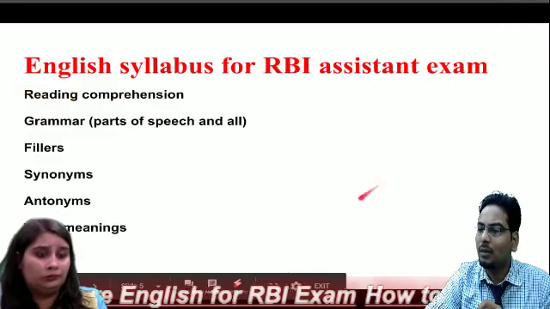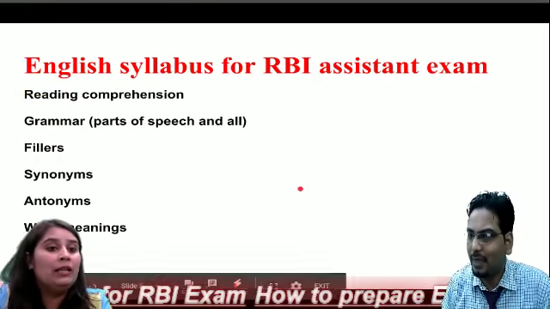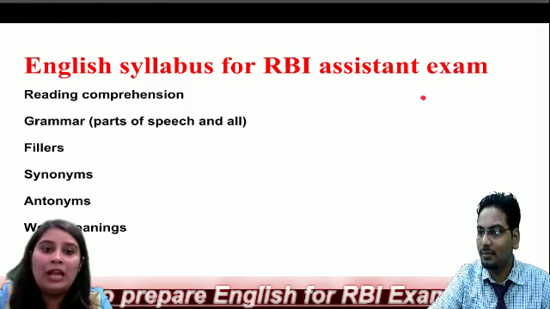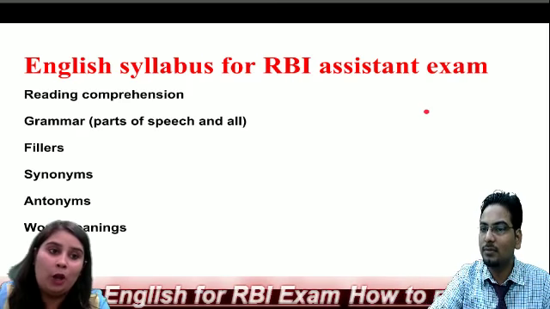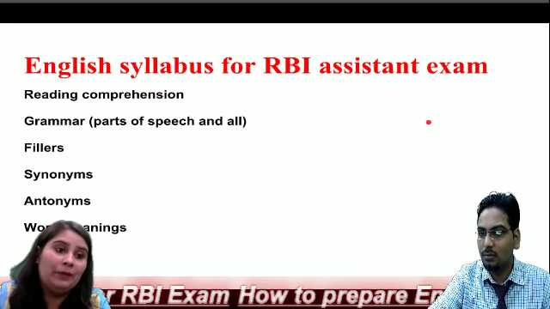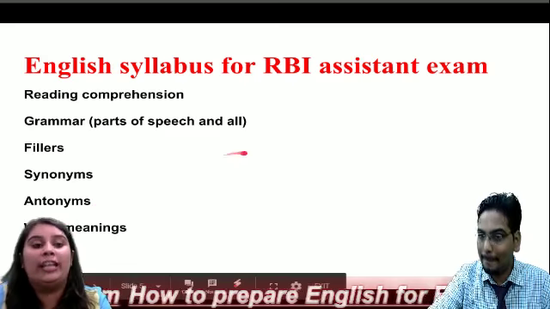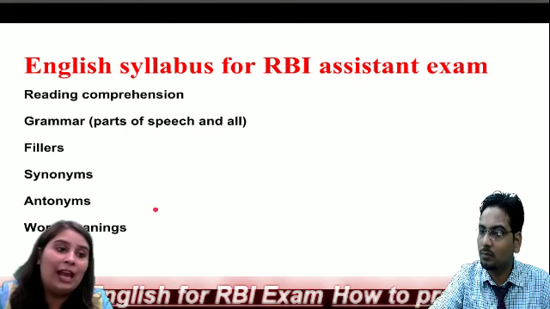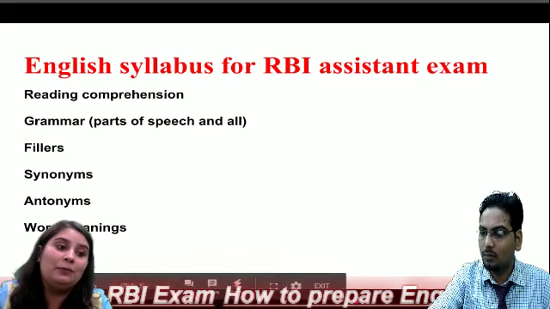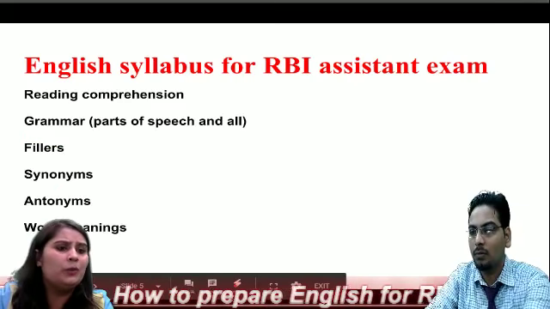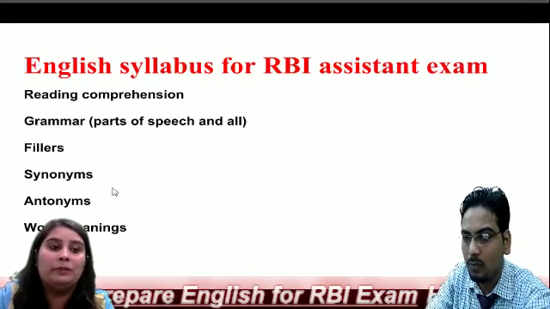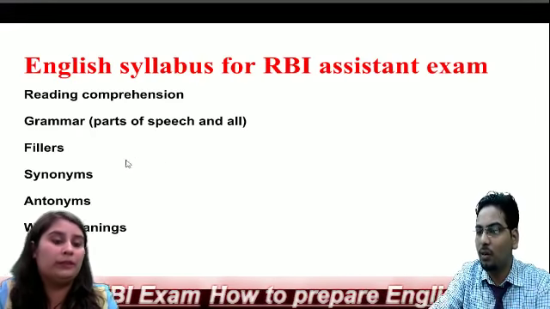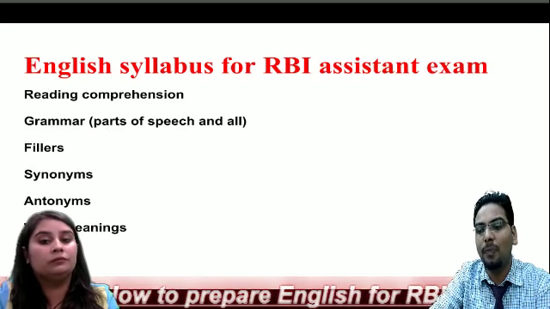Okay. So, English syllabus for RBI. This is the basic syllabus for the RBI assistant exam. Reading comprehension. It includes grammar, all parts of speech, tenses, conditional sentences, each and everything. Fillers, we have synonyms, antonyms, and word meanings. Synonyms, antonyms, and word meanings are all based on your vocabulary part. So all this vocabulary part will be there.